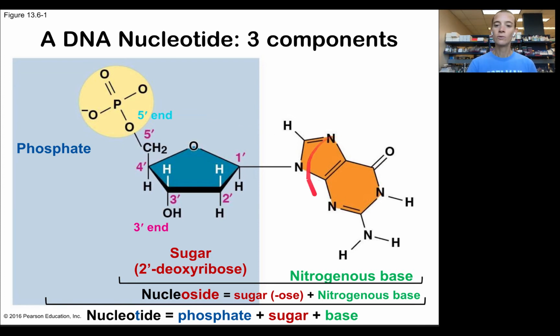So again, we have the nitrogenous base. Once a nitrogenous base is bound to a ribose or a deoxyribose, now this is called a nucleoside. And when we have the actual 3 components, the nitrogenous base, the sugar, and the negatively charged phosphate, now we're going to have a nucleotide.